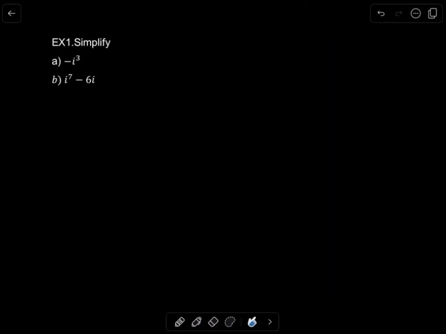All right, example 1. These are super simple. All I want you to do is simplify the following expressions. Okay, let's do this. Let's go for a. We have minus i cubed. Now what we want to do when we simplify is get terms involving i squared, because we know that i squared becomes minus 1. So this is going to be equal to minus.